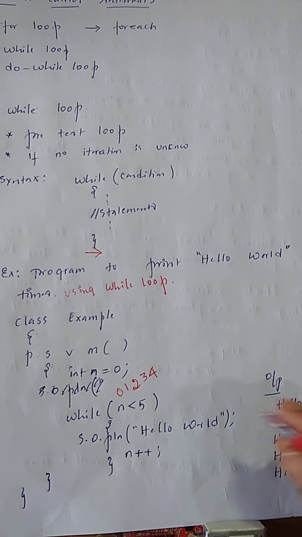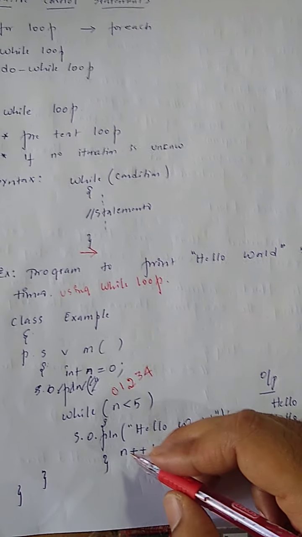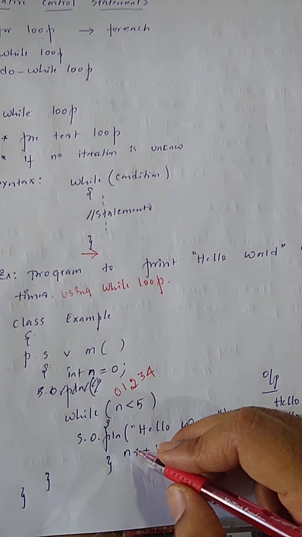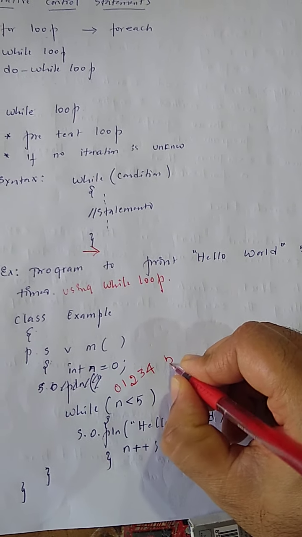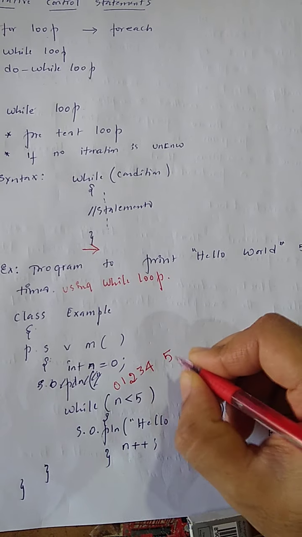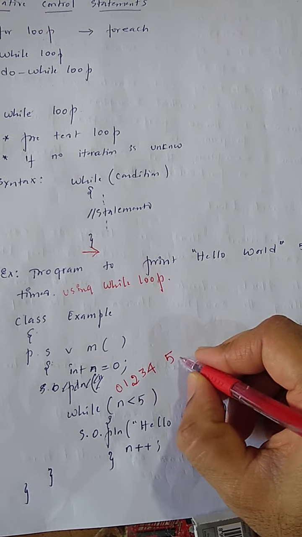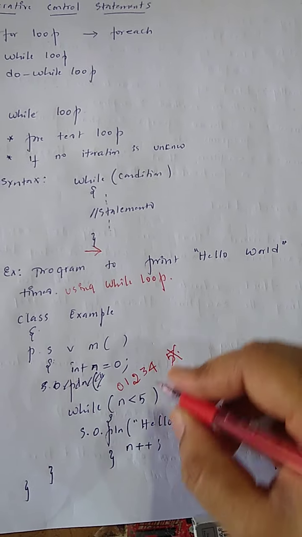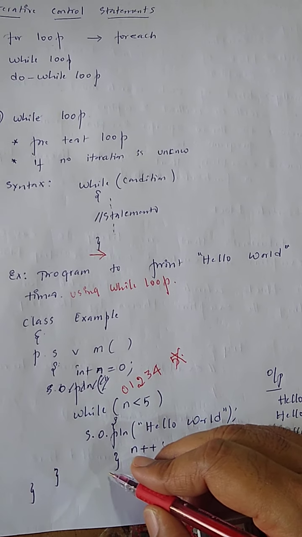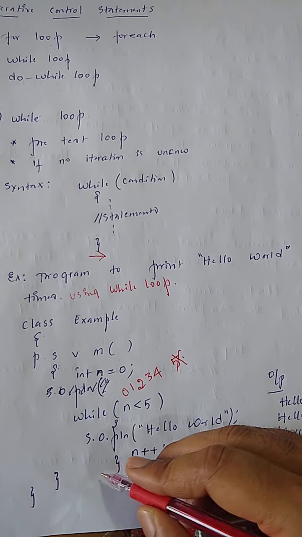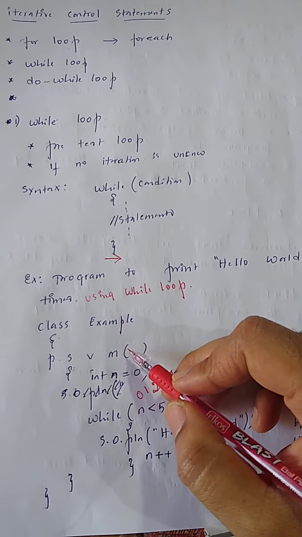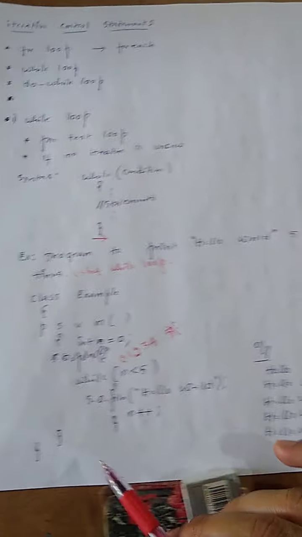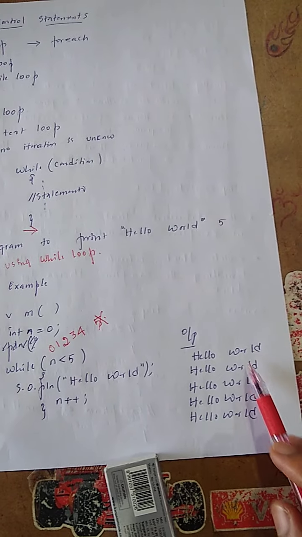You'll get hello world one more time. Again n will be incremented, and it becomes 5. Once it becomes 5, is 5 less than 5? No, so the condition is false. Now it will continue with the next line after the closing bracket. This is the closing bracket of the while loop. After that we have one more closing bracket, that's the closing bracket of main, and the program terminates.